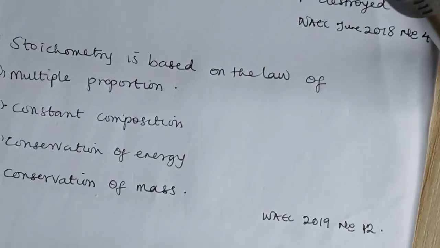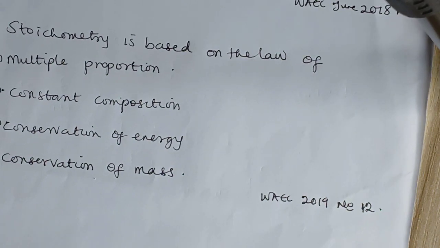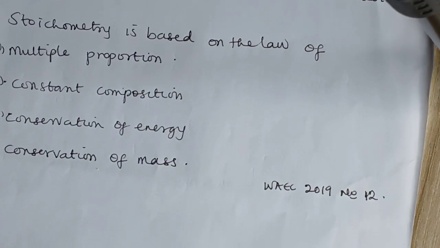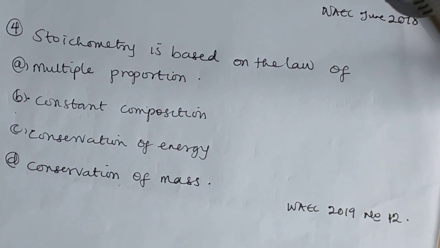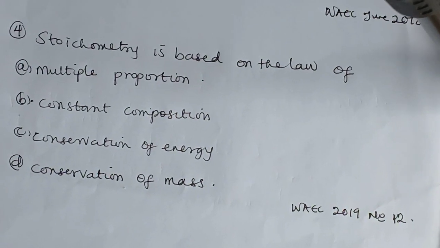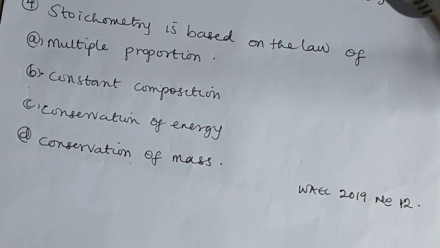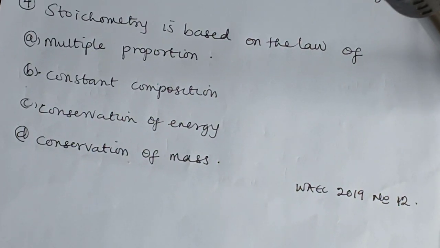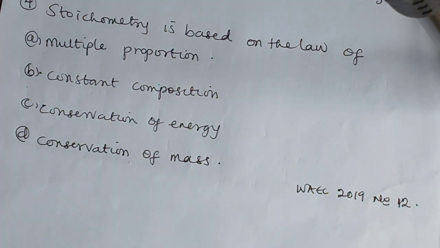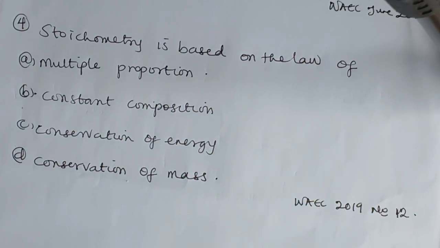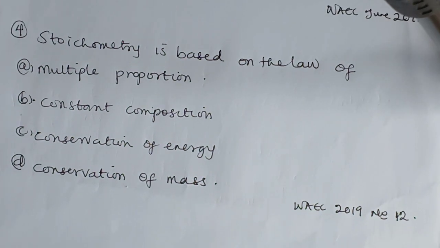The last question is stoichiometry. Stoichiometry is based on the law of what? Now, actually, stoichiometry has to do with the features of a chemical equation, the reactants and the products, their number of moles, their states, then the equality in the products and reactants formed. So when you want to know everything about an equation, the number of moles there, whether the equation is balanced or not, and the result of that equation, it has to do with stoichiometry.